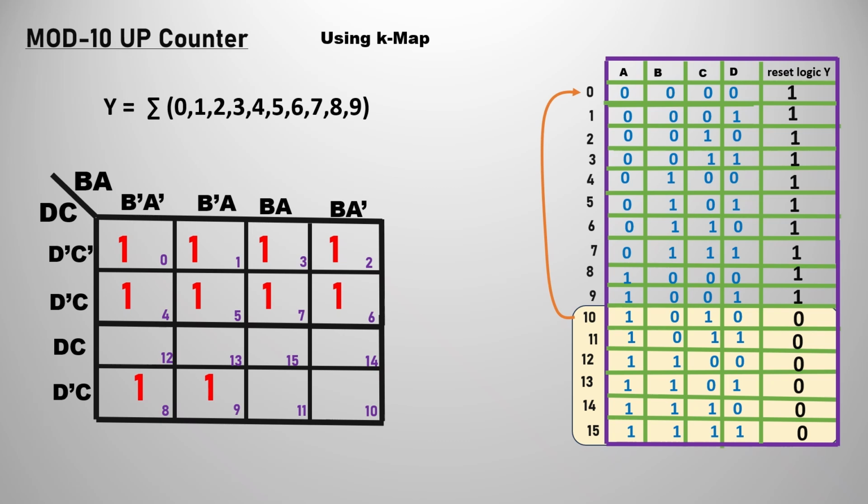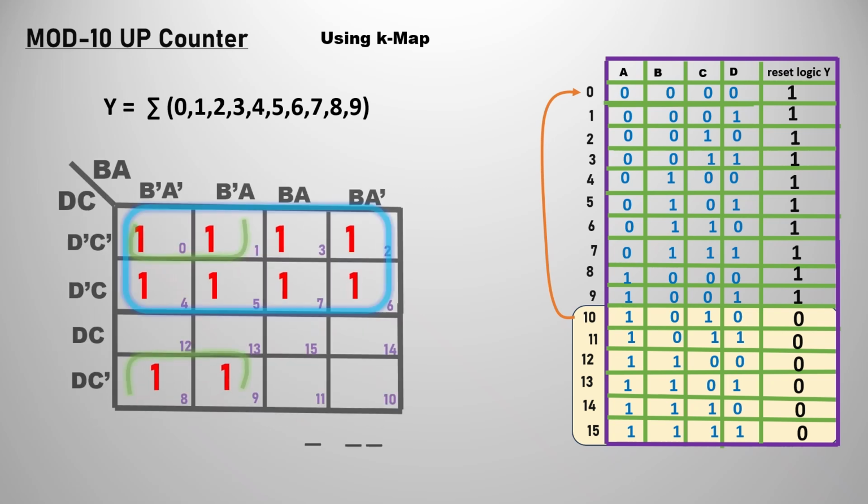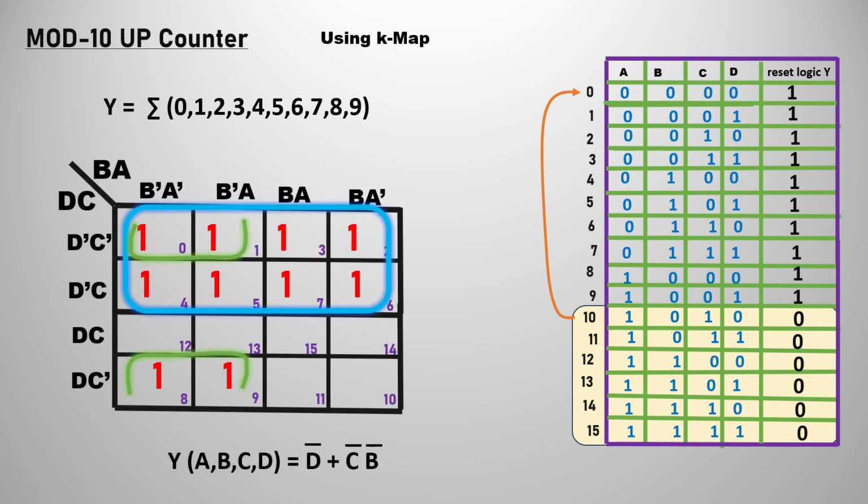Now you can see we can make a group of 8 elements and we can make a group of 4 elements. So let's do that. After making groups, you can see it like that. We can make a group of 8 elements, and another group of 4 elements, that is 0, 1, 8, 9. So that is corner grouping.